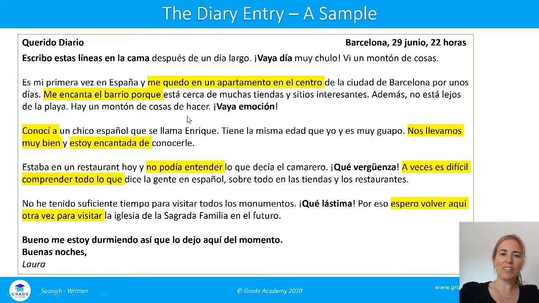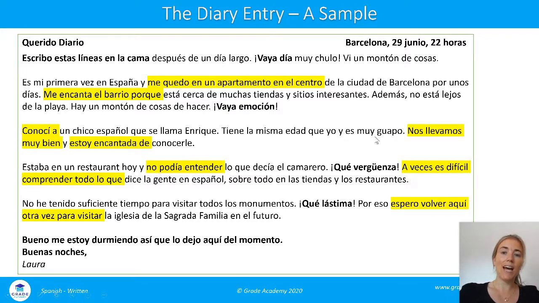Hay un montón de cosas de hacer. There are lots of things to do. You could say mucho here, but un montón de is more idiomatic in that you're saying a mountain of things. So there's lots of things to do. Vaya emoción. So how exciting. Conocí a un chico español que se llama Enrique. So I met a Spanish boy that's called Enrique. Tiene la misma edad que yo y es muy guapo.